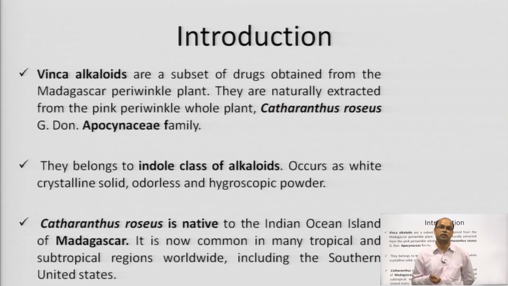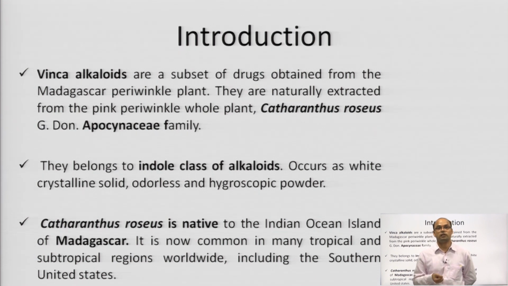You must have seen the Sadabahar plant with white flowers or with reddish flowers, but good quality Vinca alkaloids are only isolated from the pink color periwinkle whole plant. Whole plant means it includes the entire aerial part of the plant. So the botanical name for periwinkle is Catharanthus roseus, from which you can isolate the Vinca alkaloids.